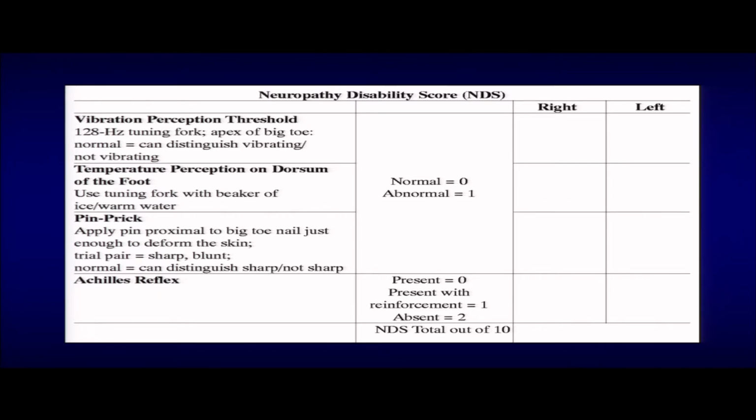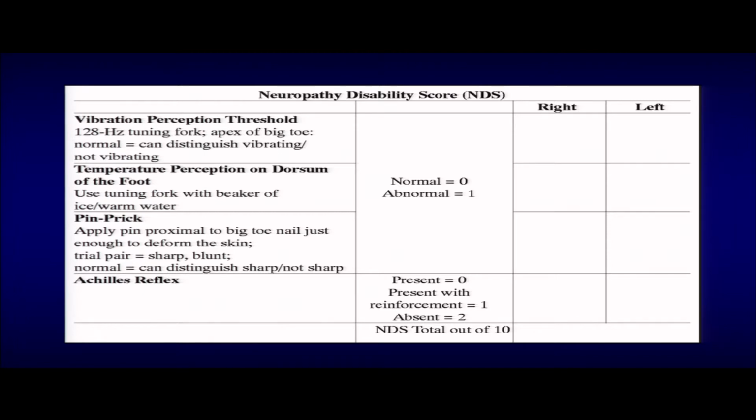Andrew Boulton from Manchester showed that you examine the vibration perception threshold with a 128 Hertz tuning fork, on the right side and the left side, and if you can't feel it, you put 1, 1, okay? Then use anything you want. You can even use a tuning fork, or you can use a test tube of hot water and cold water. Examine the right side and the left side on the dorsum. If you can't feel, 1, 1, okay?